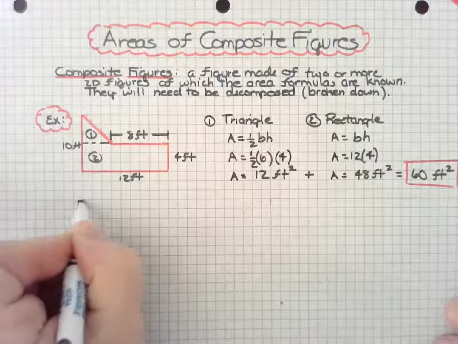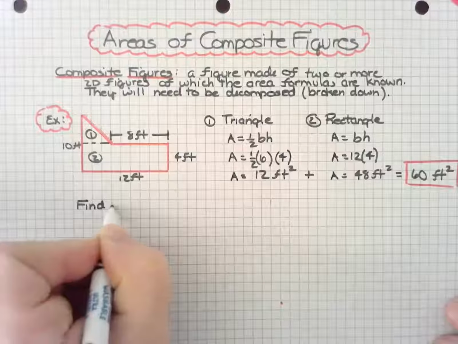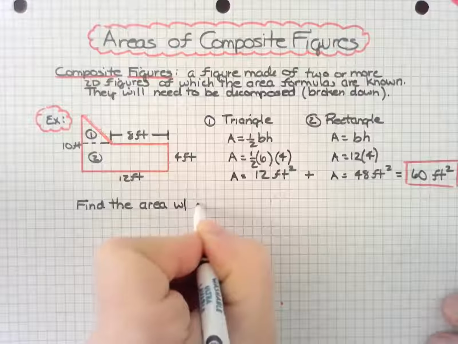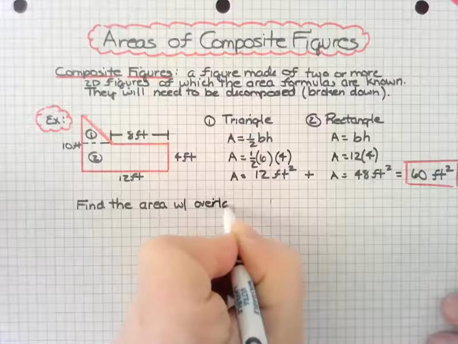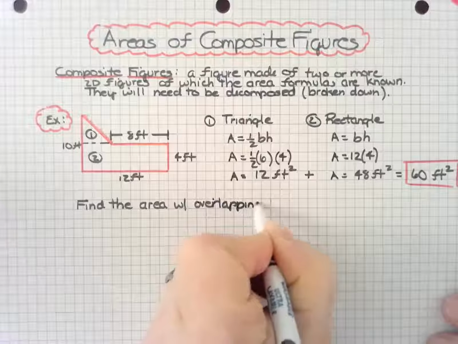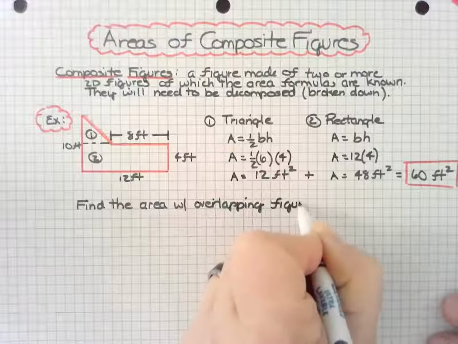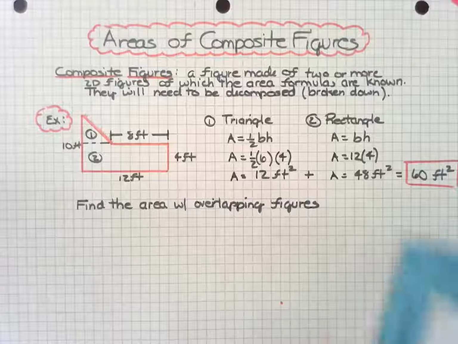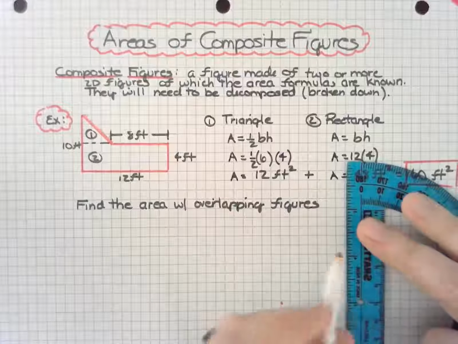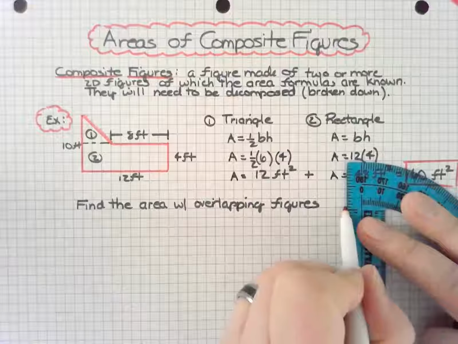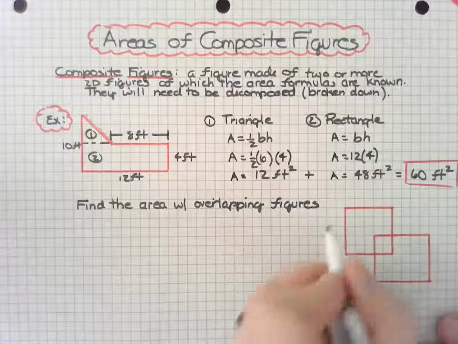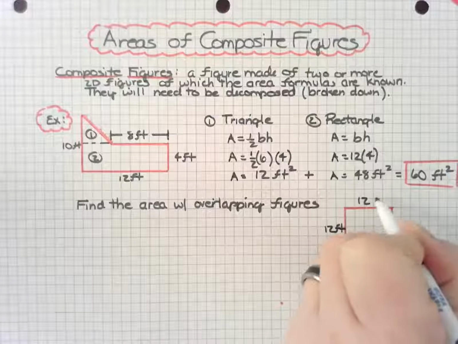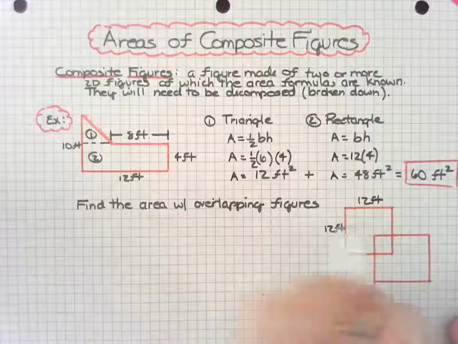Sometimes we will need to find the area with overlapping figures. So for example, I'm going to draw a diagram here. So I have a diagram that has this side of a square as 12 feet and this side as 12 feet. But this is not quite a square.